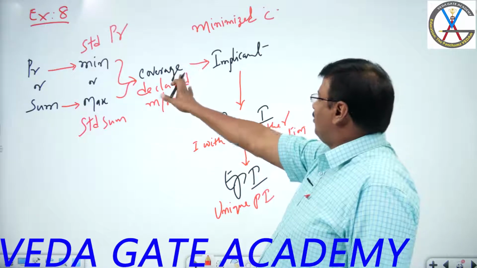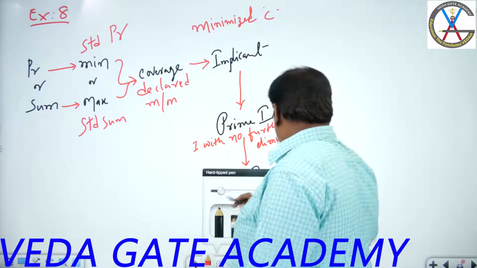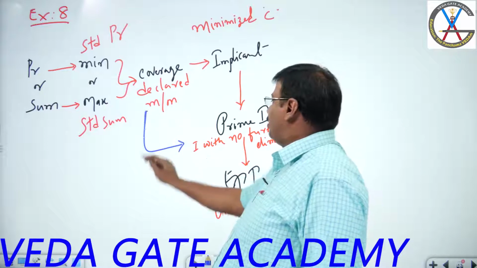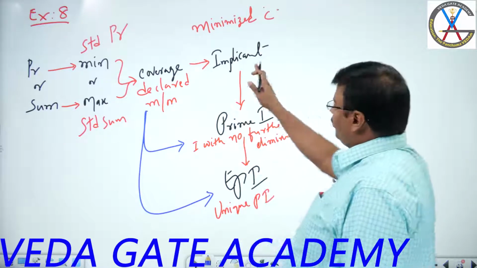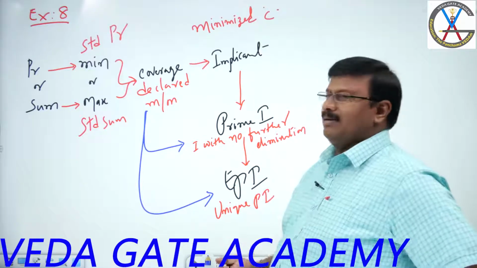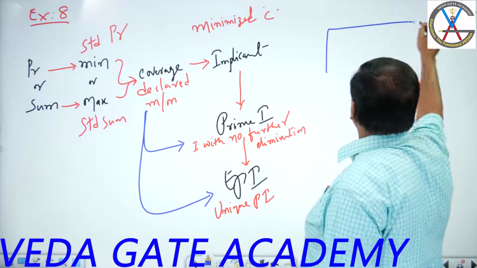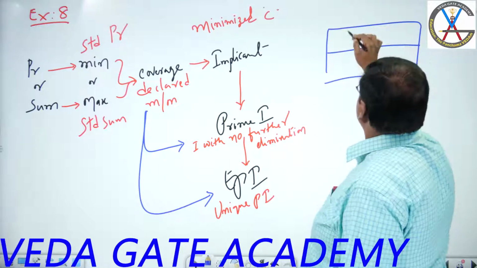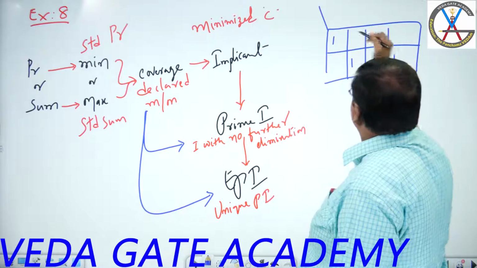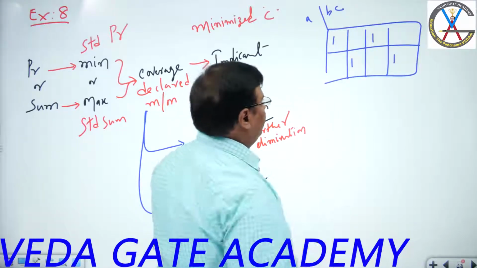But in one example, I can say coverage will become a direct prime and E prime without falling on an implicant stage. Yes, coverage will be direct prime and implicant. This will be prime and this will also be E prime without falling on the implicant stage. Can you just guess the example for that? Yes, you can. Please, can you just guess from this map?